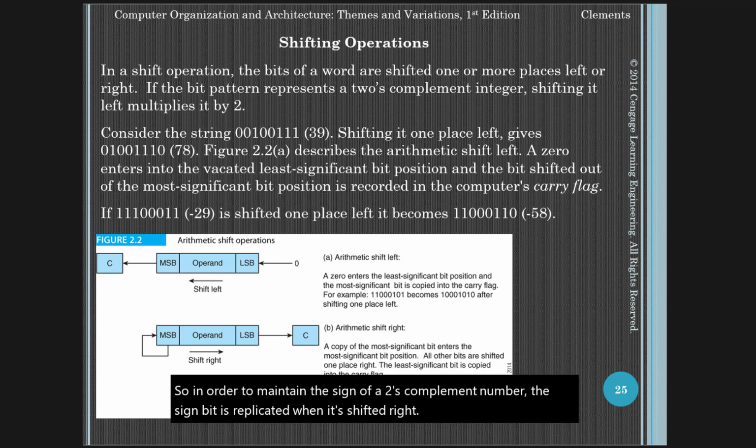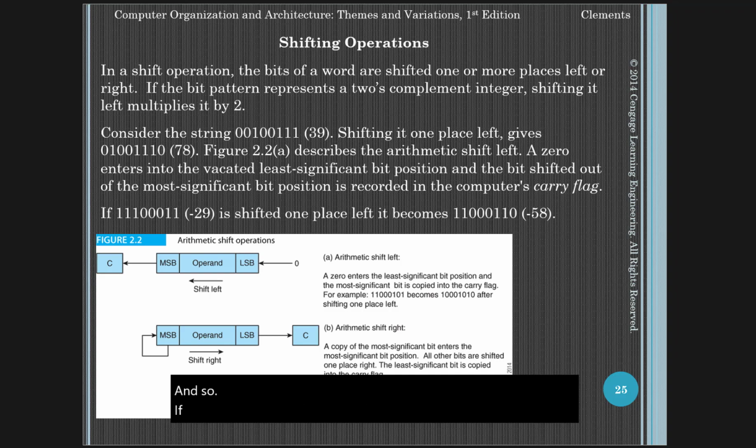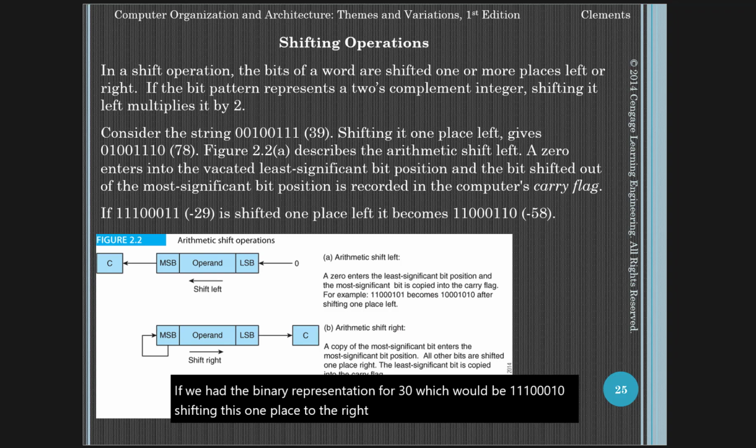If we had the binary representation for negative 30, which would be 1, 1, 1, 0, 0, 0, 1, 0, shifting this one place to the right while propagating the sign means we now have 4 ones: 1, 1, 1, 1, 0, 0, 0, 1, which is equal to negative 15.